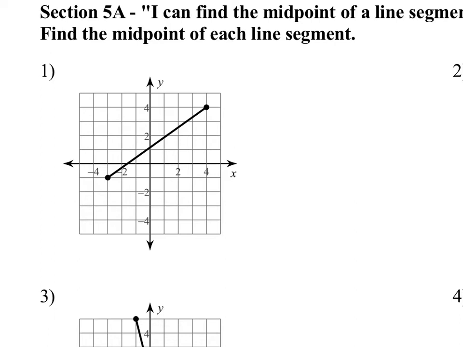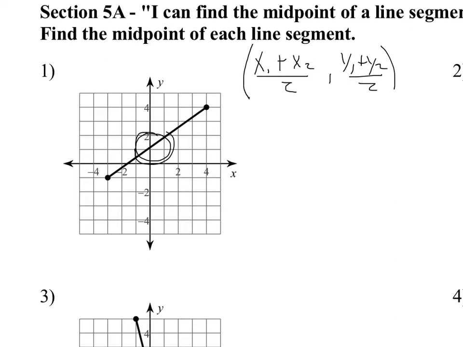Now on a grid, the middle is a coordinate. So we're looking for a coordinate. Now, the middle should be in here somewhere. We don't know exactly where it is, but the formula we have is to take the x's of each coordinate that they give us, in other words, the endpoint coordinates, add the x's together, divide by 2, so we're getting the average of the x's. Do the same thing for the y's.